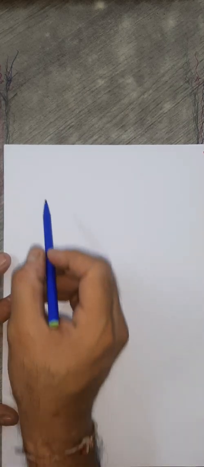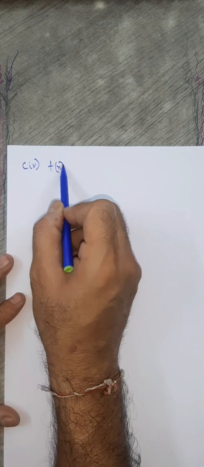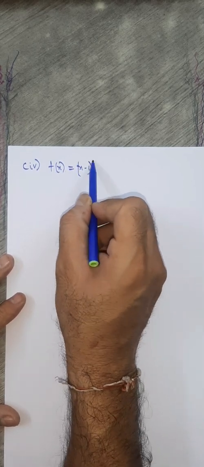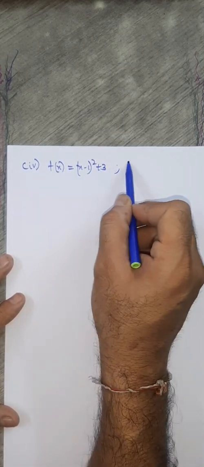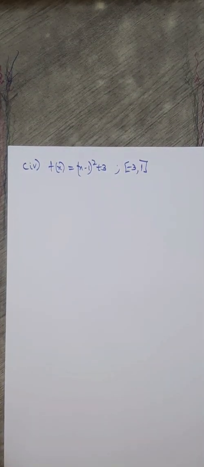Third and fourth are both about polynomials. I'll do just the fourth for you. Okay, so the function is x minus 1 the whole square plus 3. On which domain? Minus 3 to 1. Okay, in this domain you want the absolute maximum as well as minimum value.